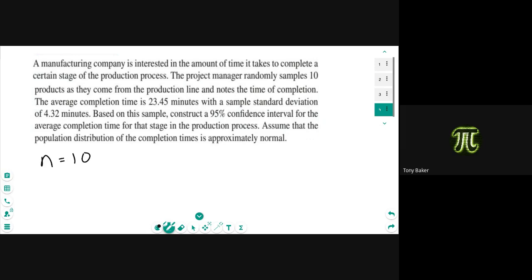The average completion time is 23.45 minutes. So that is your what? That's my mean. With a sample standard deviation of 4.32 minutes. That's the key piece of information here.